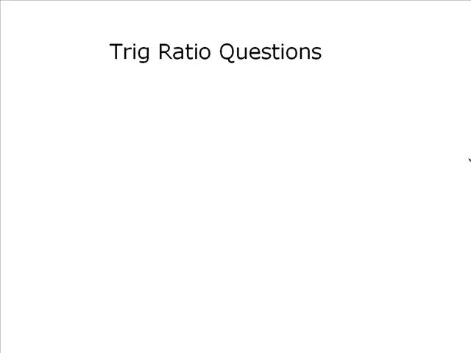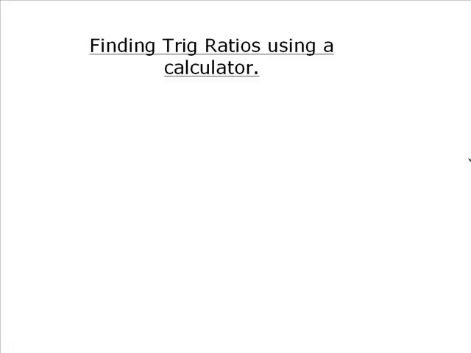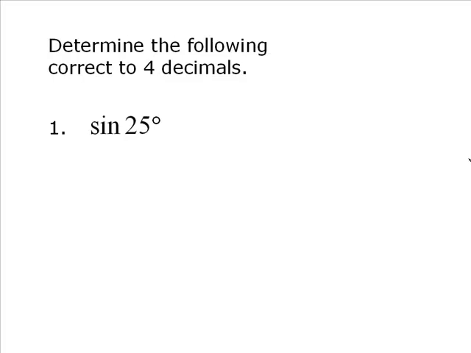This is a lesson on a variety of questions involving trig ratios, some of the material that we covered recently. I'm going to begin with calculator operations. Fairly routine things, but you run into them frequently enough, so you want to make sure that you have complete command of them. So, two questions. First one is the sine of 25 degrees, and we want to answer this one correct to 4 decimal places.